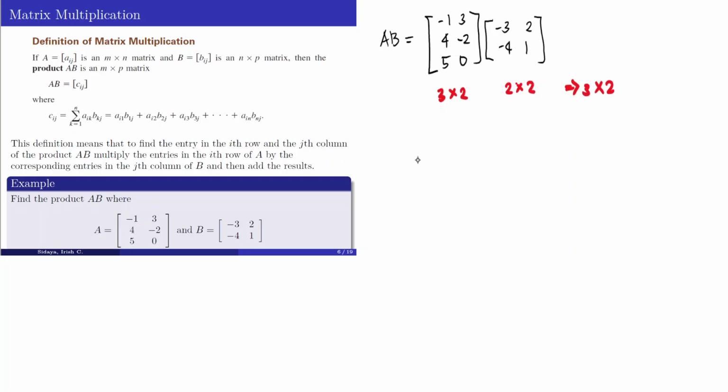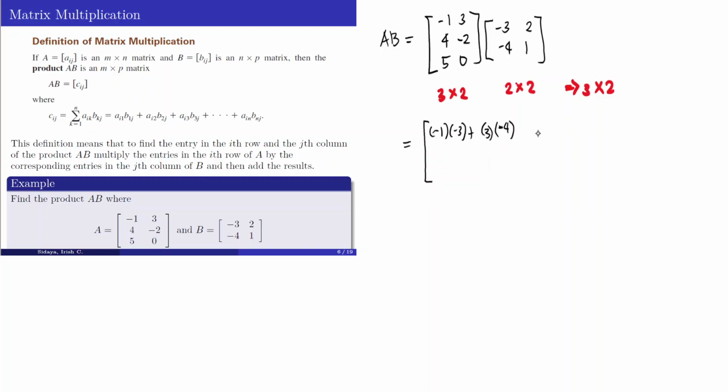Okay, so to multiply, we multiply the first row of A by the first column of B and add the results to get the entry in the first row, first column of the product. That is, we have negative 1, we multiply by negative 3, and then this 3 here should be multiplied by the negative 4 here. So that will be our first entry for the product.